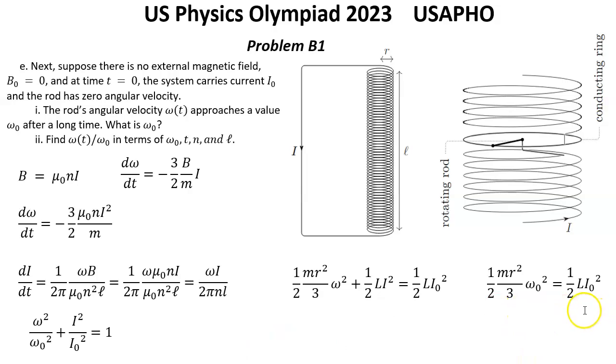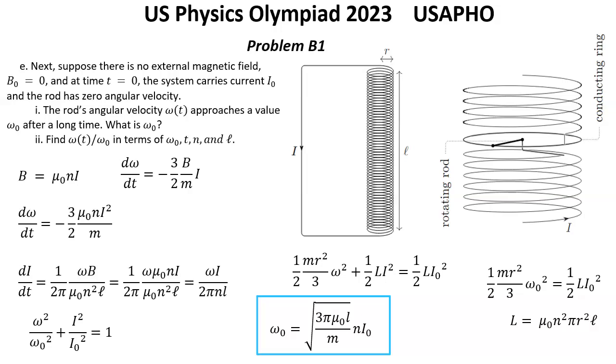Here we can use the expression for inductance. Inductance for the solenoid was mu0 n squared pi r squared L. Now, using this expression and this expression, we can find what omega 0 is. Omega 0 will be this expression, which is the solution for question 1, part E.